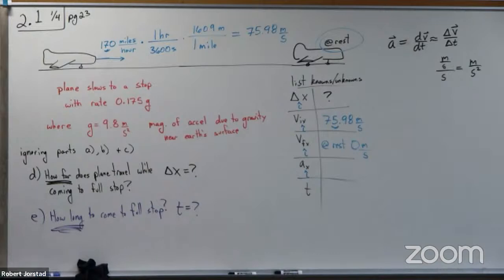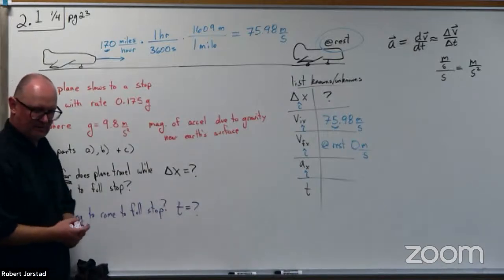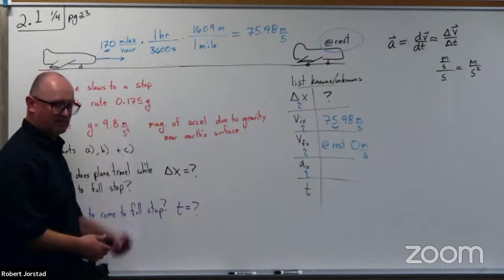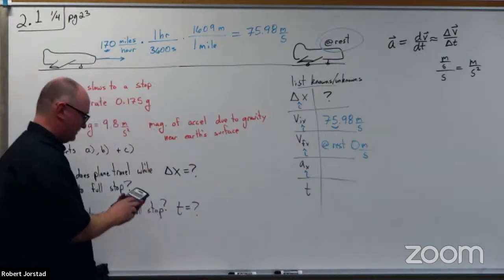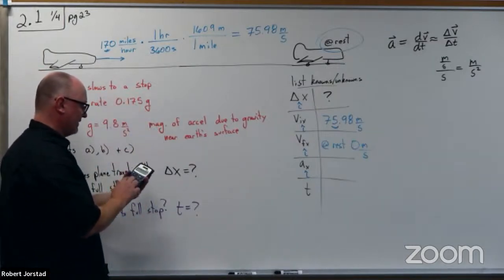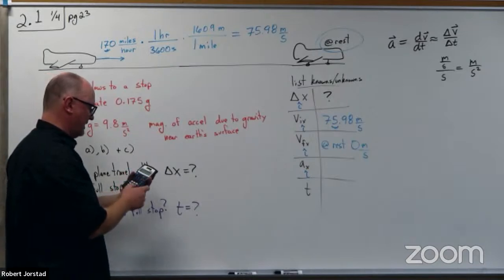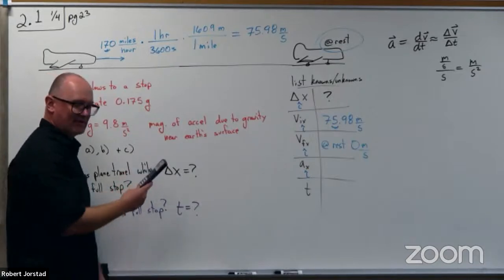So then think to yourself, what is a sub x? I'm going to punch in this number. 0.175 times 9.8 is 1.715.